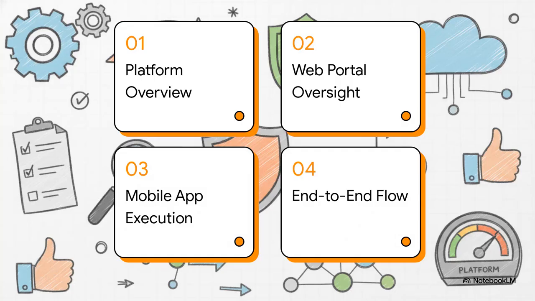Okay, let's dive into this roadmap for today's explainer. We've got a clear, logical path here, and I promise, whether you're on the floor or in the admin seat, we are covering your key features. Number 1, platform overview and outcomes. Number 2, the web portal, control and oversight. Number 3, the mobile app, on-floor execution. And finally, number 4, the end-to-end process flow.